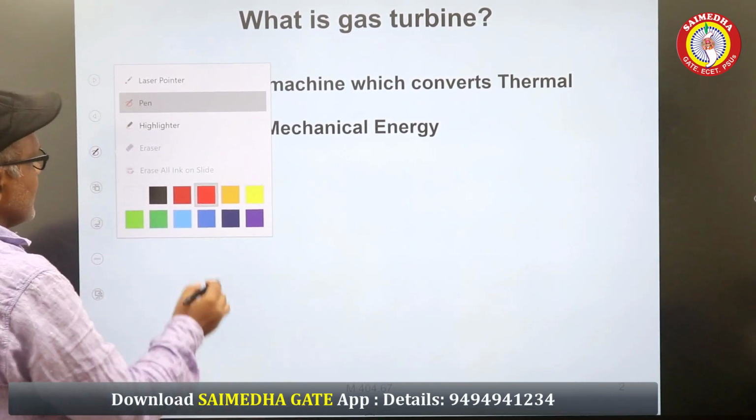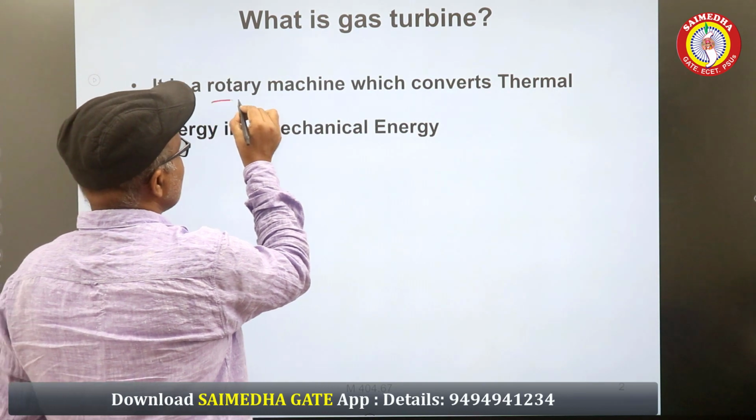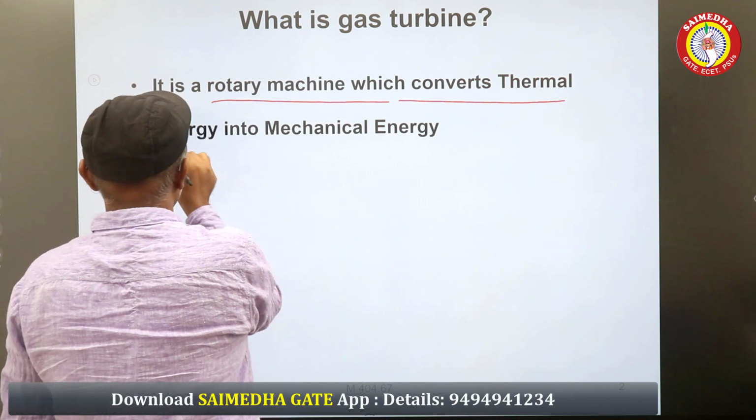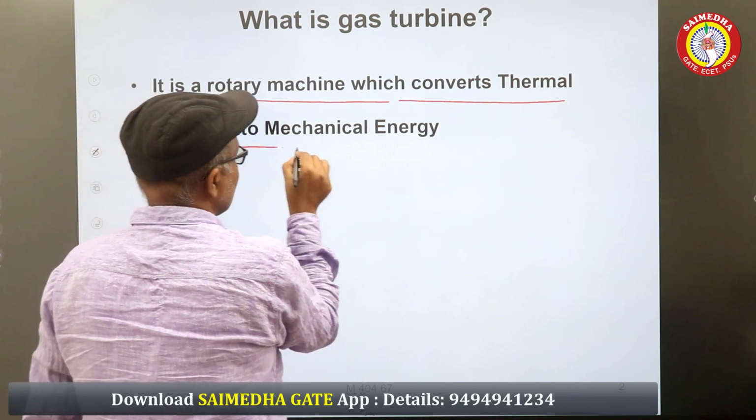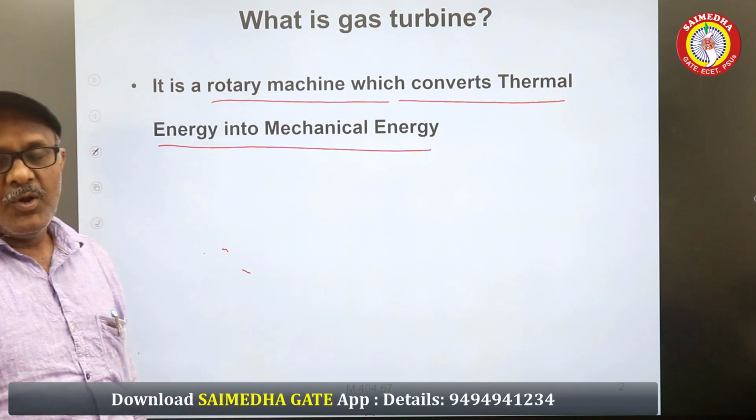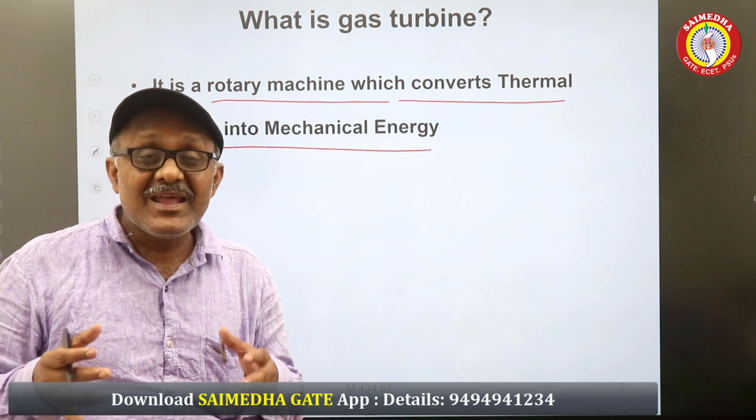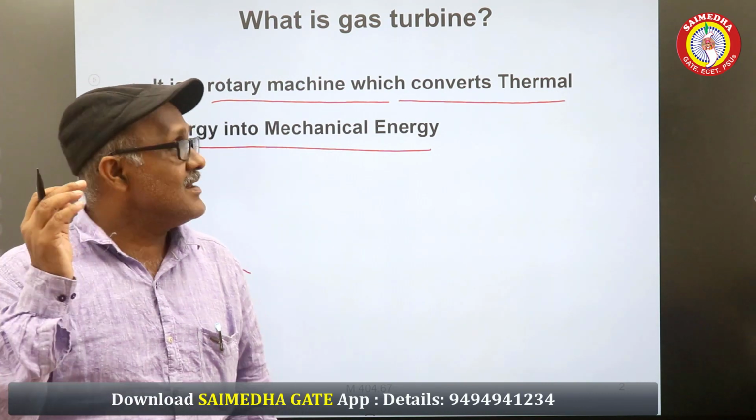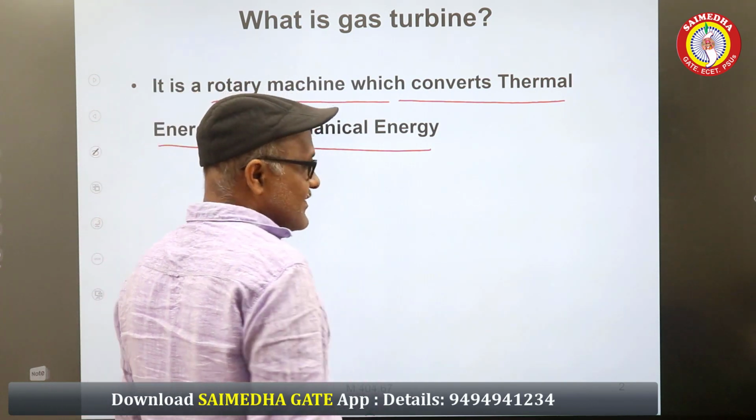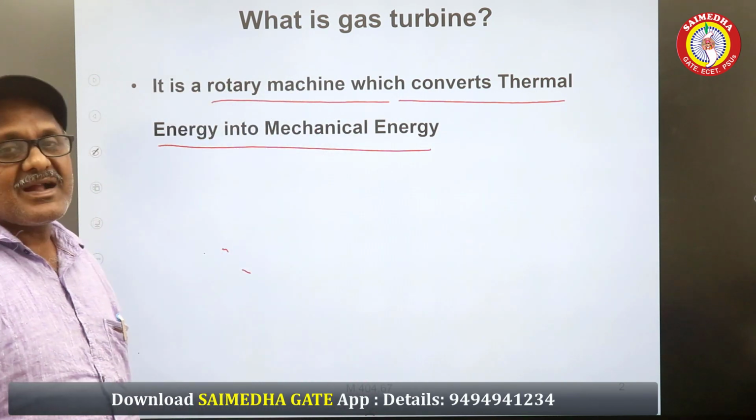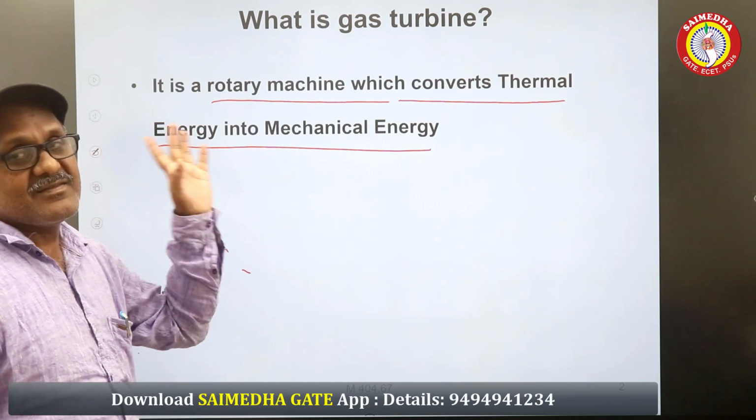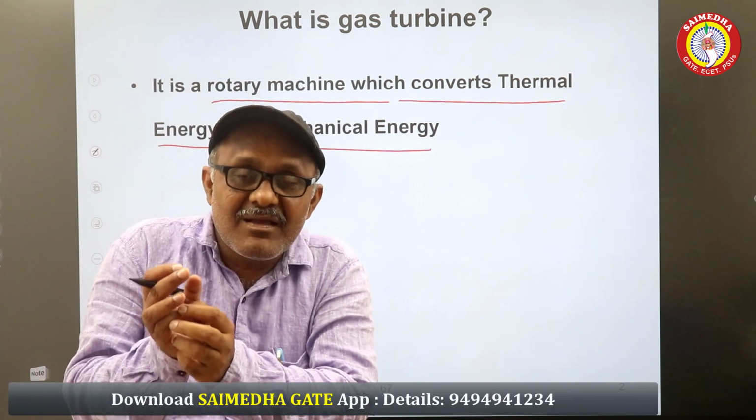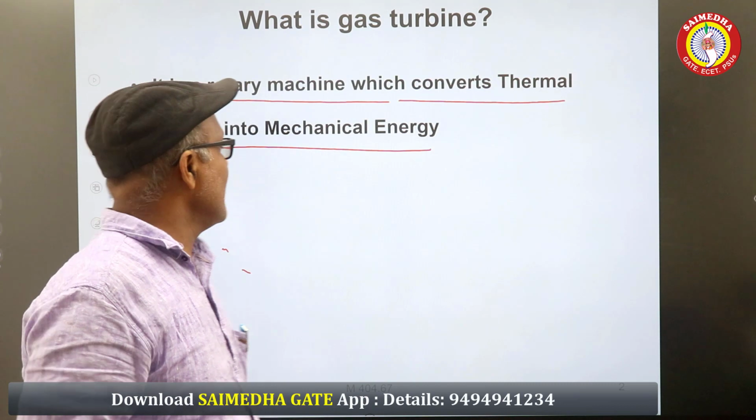So here is the gas turbine. It is a rotary machine which converts thermal energy into mechanical energy, my dear friends. What is thermal energy? By burning the fuel, whatever energy is liberated, that energy is called thermal energy. That thermal energy is converted into mechanical energy in a gas turbine, my dear friends.